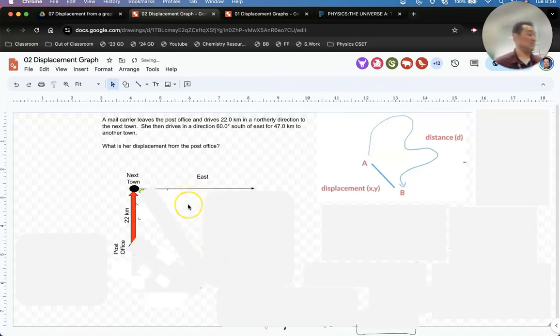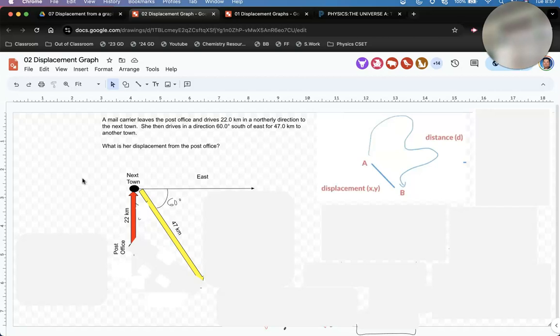So give yourself an east. Right? East is to the right. And then 60 degrees south means you're going to be moving below the east. If it says 60 degrees north, then you're going to go above the east. But we're going to go south, 60 degrees. It doesn't have to be exact. It just has to be less than 90. 90 is going right back to home. So 60 degrees, and then the length of this traveled distance is 47 kilometers.